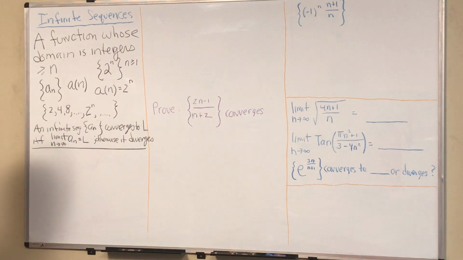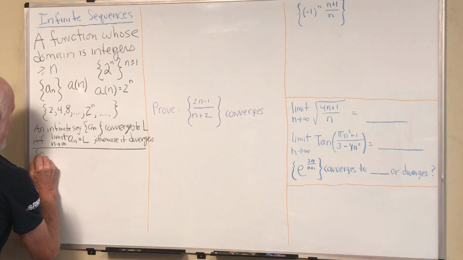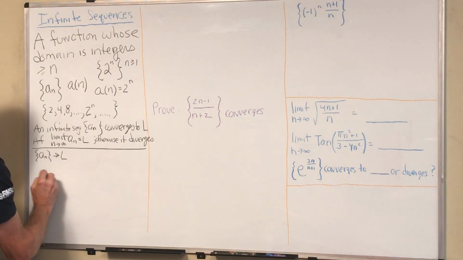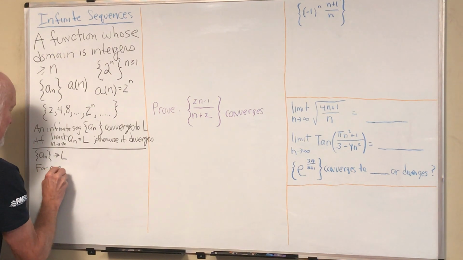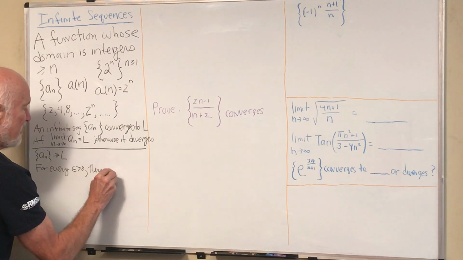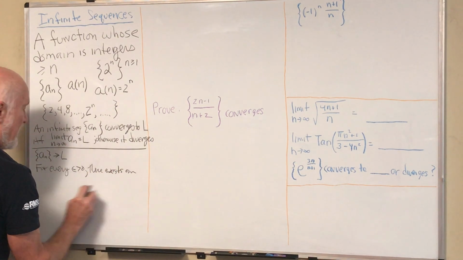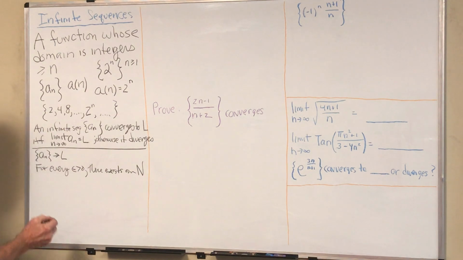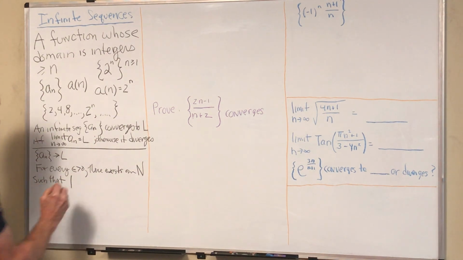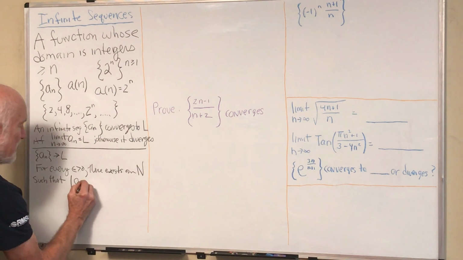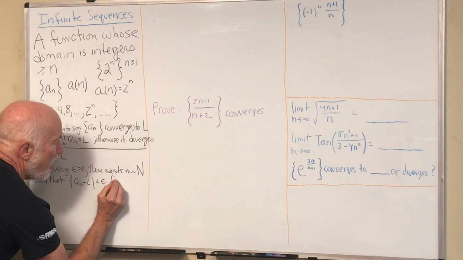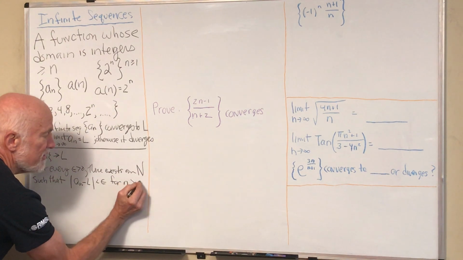Now, to actually show that a sequence a sub n converges to L, in order to prove that, we have to say for every epsilon greater than 0, there exists a value of n, big N, such that the magnitude of the difference between this nth term and L is less than whatever epsilon you picked for all values of n, little n, greater than this big N.